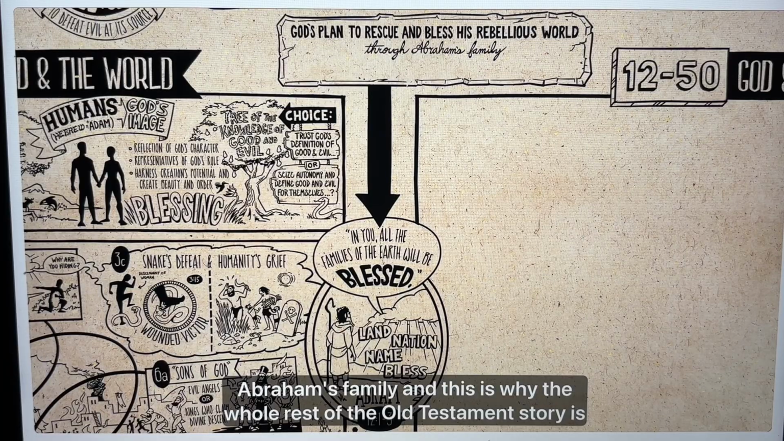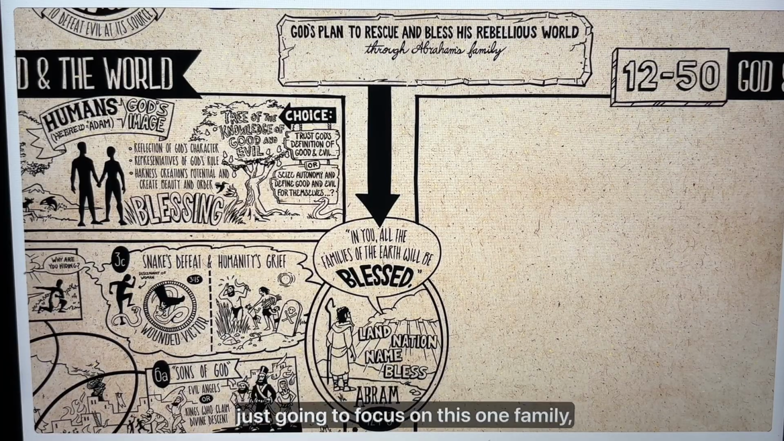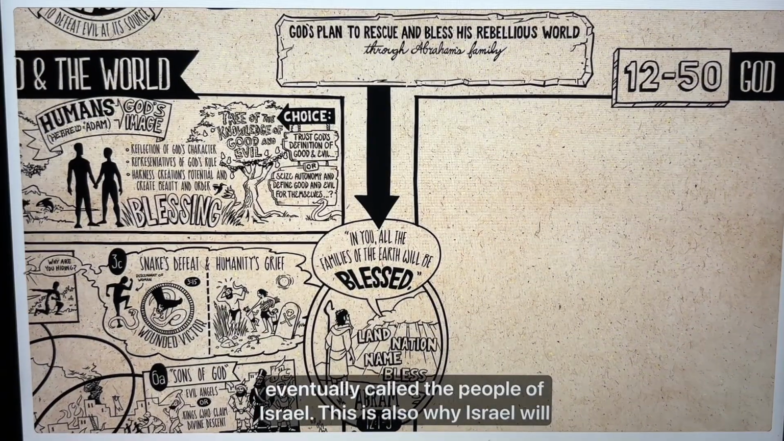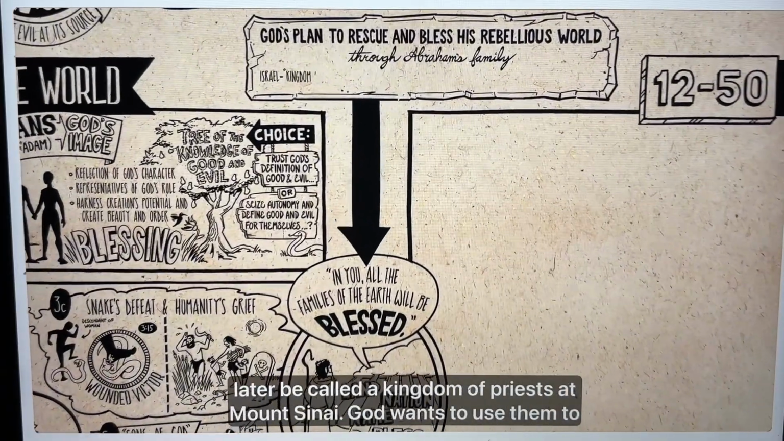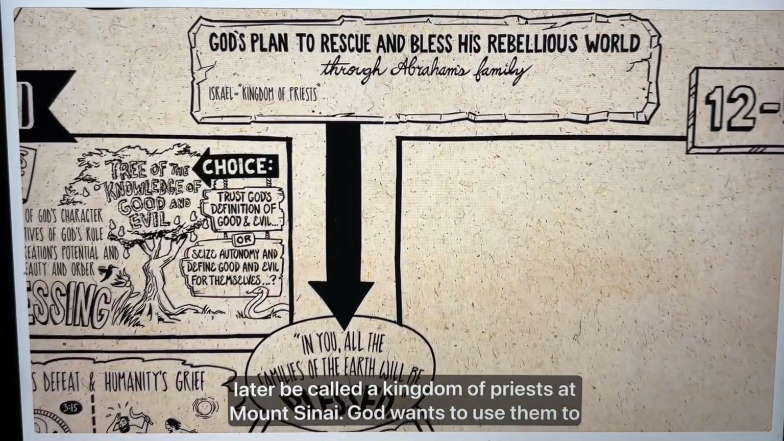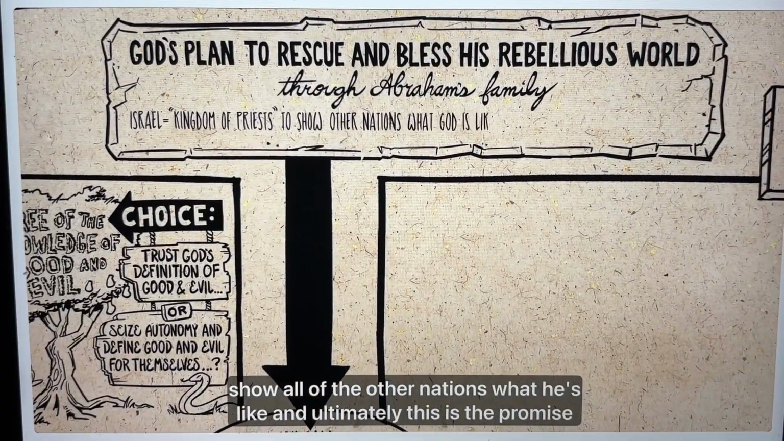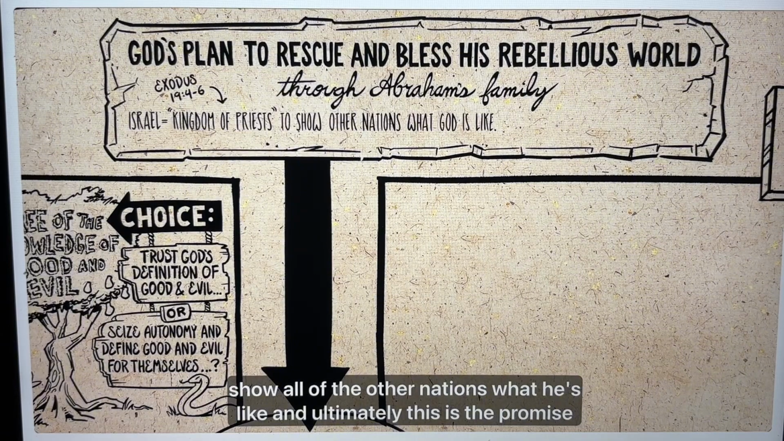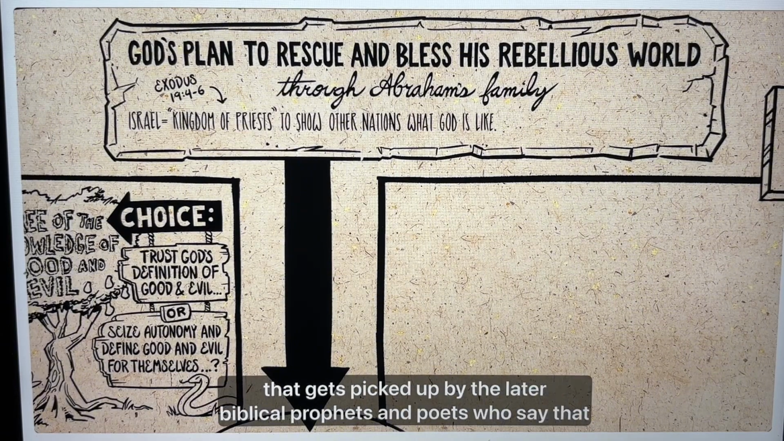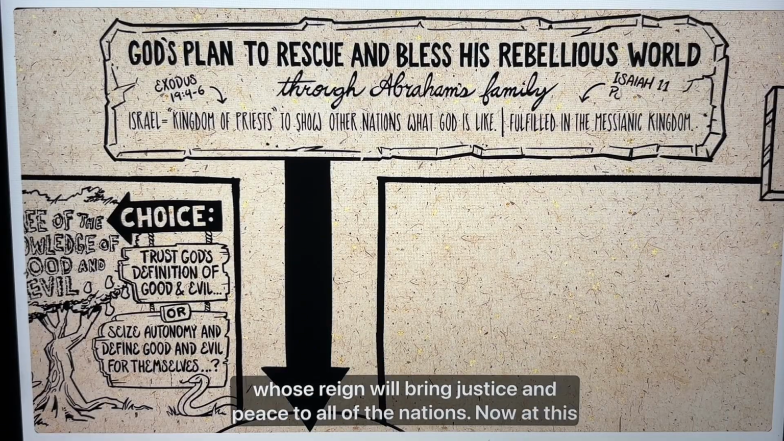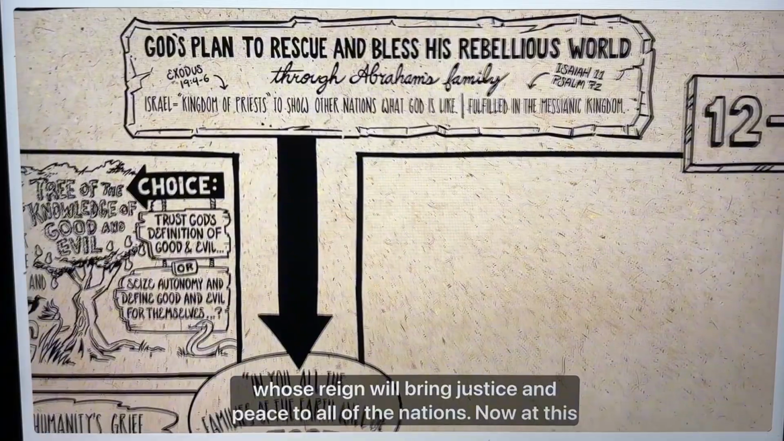And this is why the whole rest of the Old Testament story is just going to focus on this one family, eventually called the people of Israel. This is also why Israel will later be called a kingdom of priests at Mount Sinai. God wants to use them to show all of the other nations what he's like. And ultimately, this is the promise that gets picked up by the later biblical prophets and poets who say that its fulfillment will come through Israel's messianic king, whose reign will bring justice and peace to all of the nations.